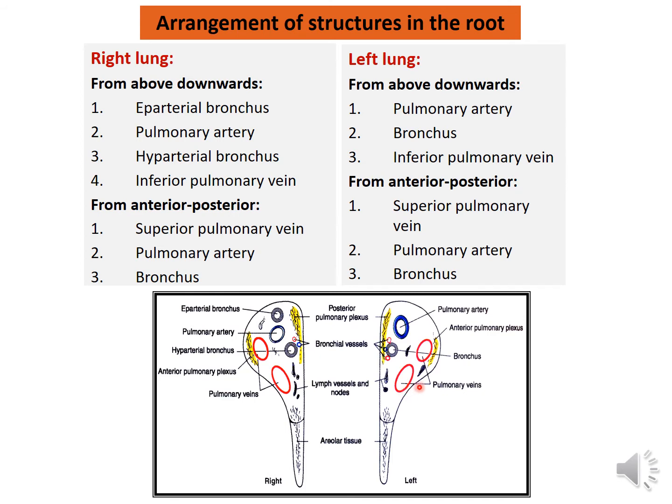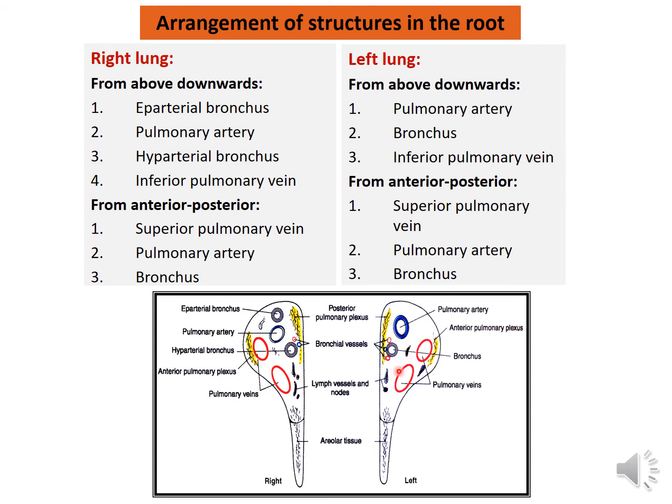Now we will move on to the left root of the lung. In the left root of the lung, from above downwards, what you see is the pulmonary artery above. Below the pulmonary artery you can see the bronchus, which is the principal bronchus. Below that you can see the inferior pulmonary vein.